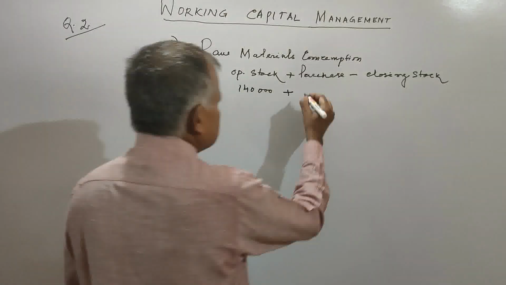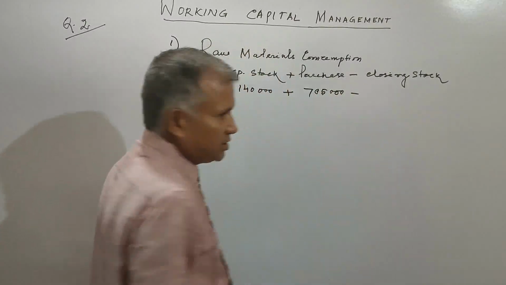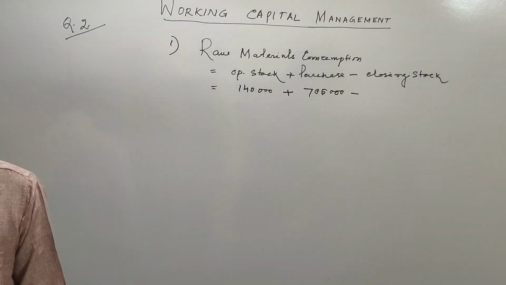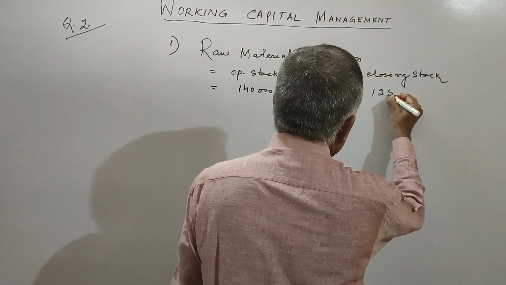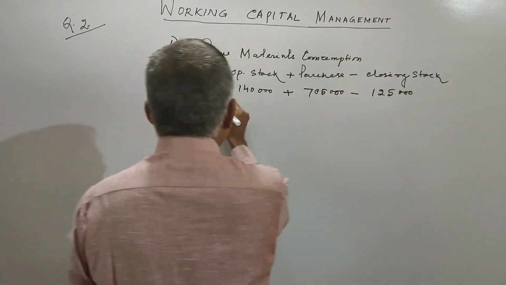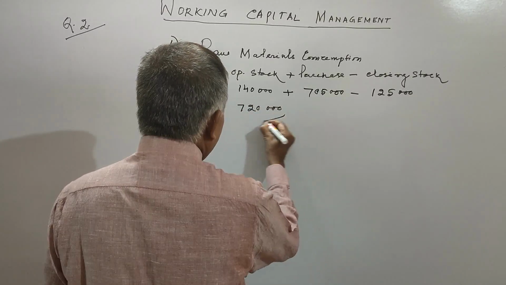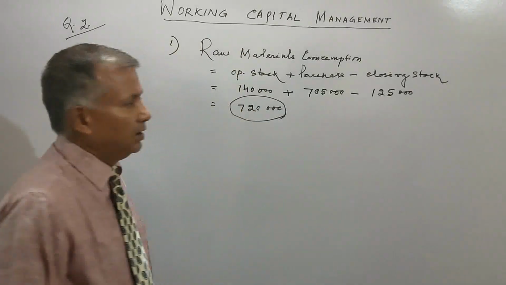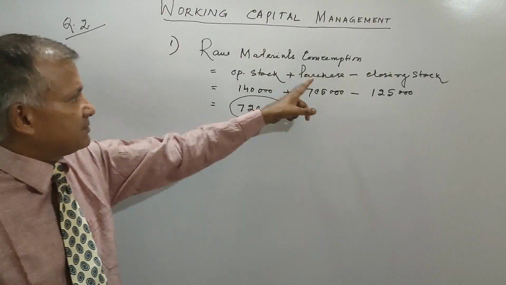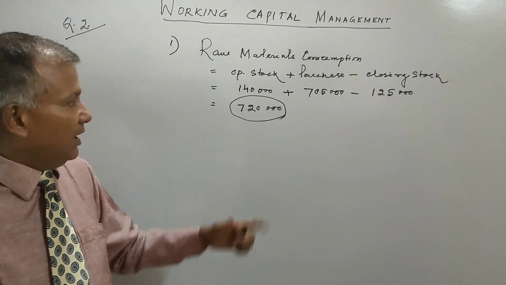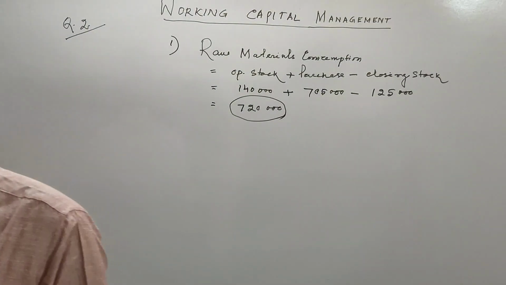And purchase is 7,05,000. And closing stock as given in the problem is 1,25,000. So you will find 7,20,000 is the raw material consumption. All of you know that material consumption is opening plus purchase minus closing, and the raw material consumption is 7,20,000.